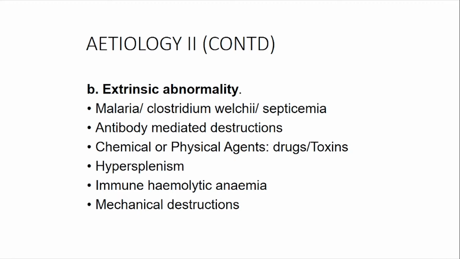Also, there are some extrinsic abnormalities that could affect the red blood cell, thereby leading to anemia in pregnancy, and this includes infections with malaria. When there is septicemia, there could be antibody-mediated destruction. When there is hypersplenism, or when there is immune hemolytic anemia, or when we have mechanical destruction.